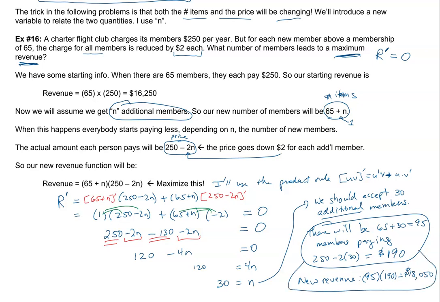We could do a little work if we want to about showing that we have a maximum, but I don't think I'm going to take the time on this particular problem. I'm also out of space. You could do a quick sign chart, look at values less than 30 on your derivative. Here's our derivative, 120 minus 4n. If I plug in a number less than 30, I know that this will be positive, so we're increasing. And if I plug in a number greater than 30, this will end up being negative, and so the function will be decreasing revenue. So yes, we do have a maximum. All right, let's try the next example.